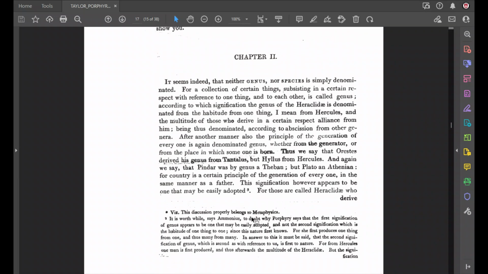Porphyry's introduction, chapter 2. We're going to learn what genus and species are in this chapter. The text reads, "It seems that neither genus nor species is simply denominated." What does that mean? We're going to start right with this first sentence because it's very important. It seems that neither genus nor species is simply denominated.